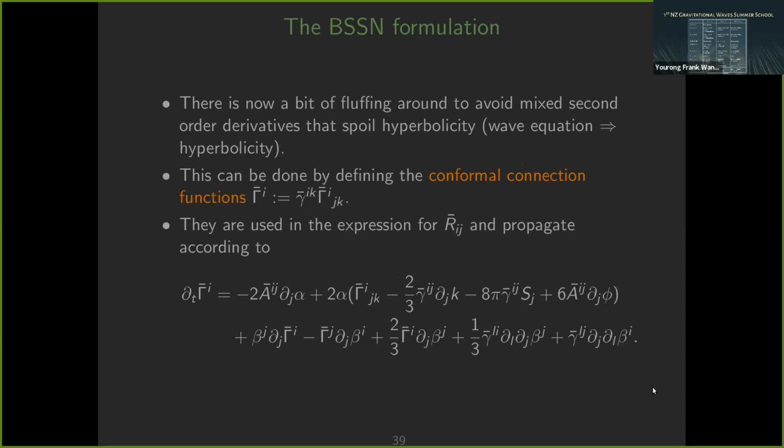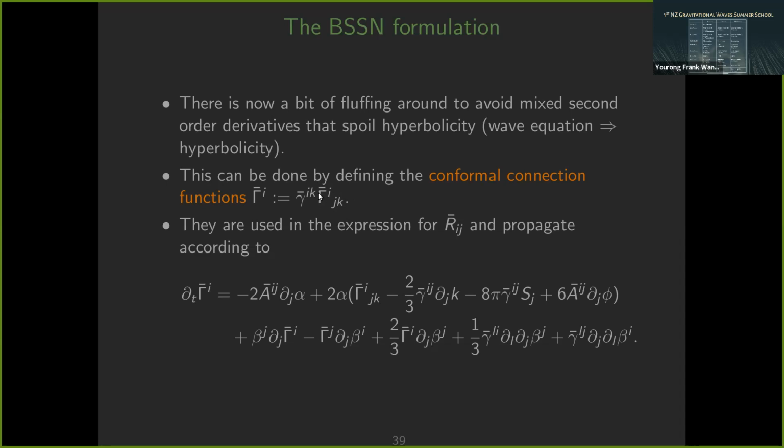All right, so I don't want to go into this because it's a little bit fluffing around, as I've said, but basically what you want to do is try and minimize mixed second order derivatives that appear, because the wave equation, for example, is hyperbolic, and you want to try and have some notion of hyperbolicity in doing all of this, which is a big driver of doing these calculations.